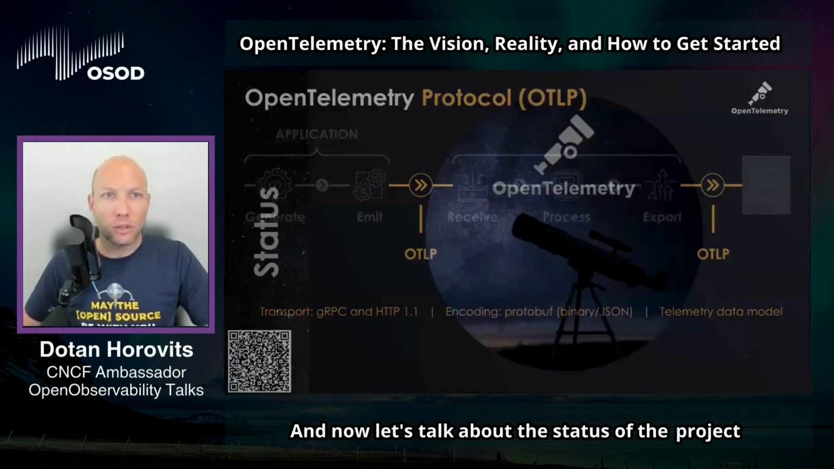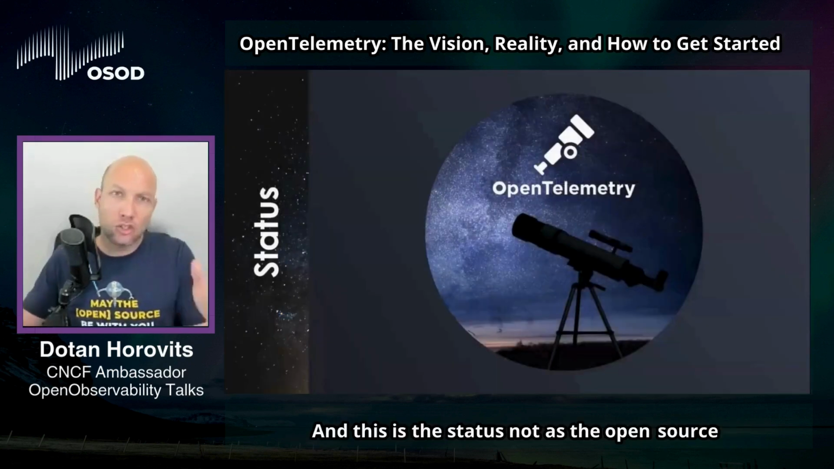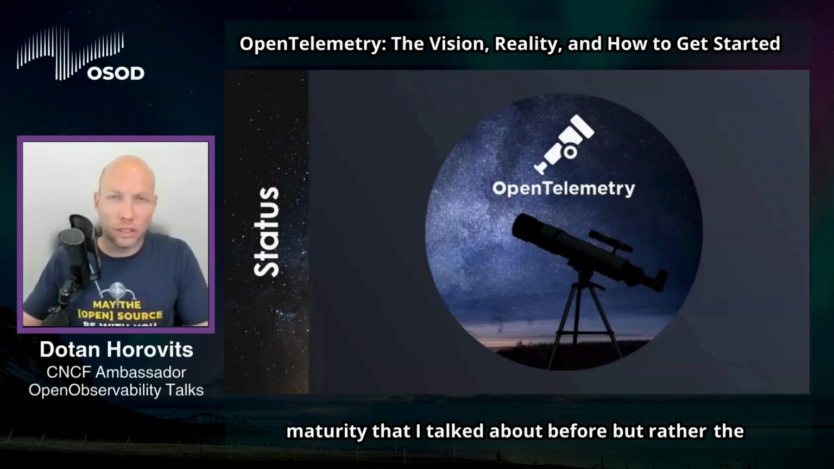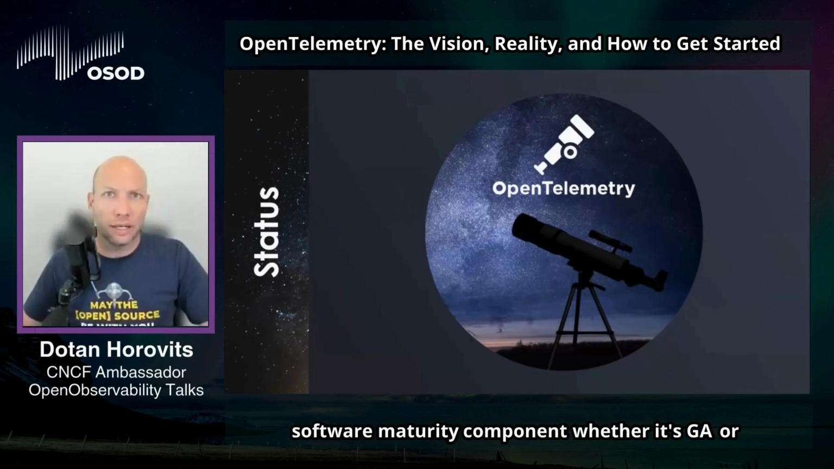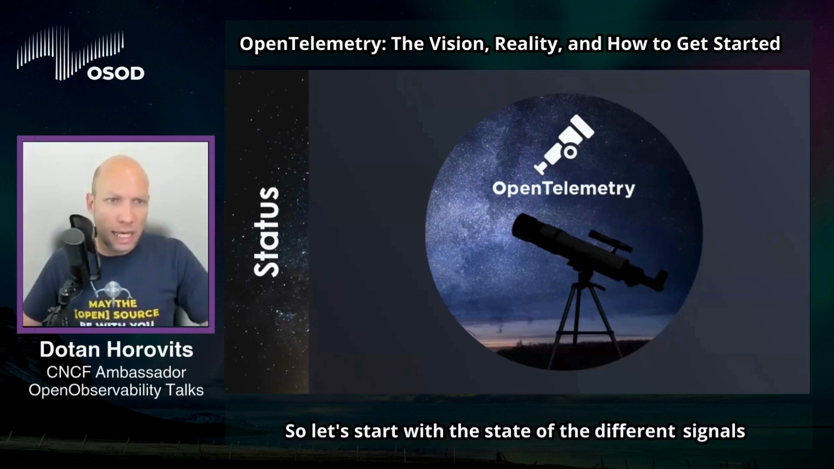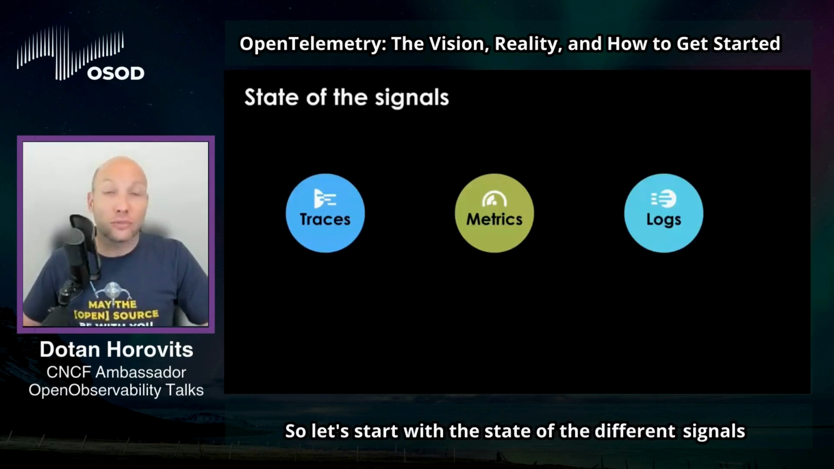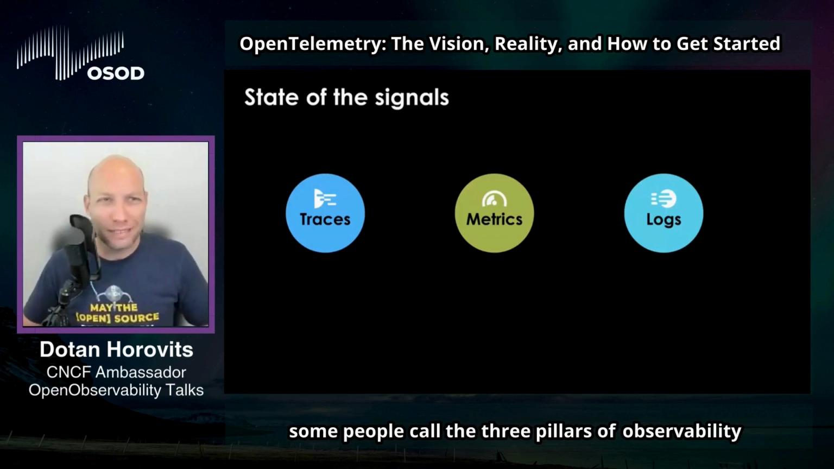And now let's talk about the status of the project, okay? And this is the status not as the open source maturity that I talked about before, but rather the software maturity component, whether it's GA or beta or whatnot. So let's start with the state of the different signals, the primary signals, the traces, logs, and metrics that some people call the three pillars of observability.